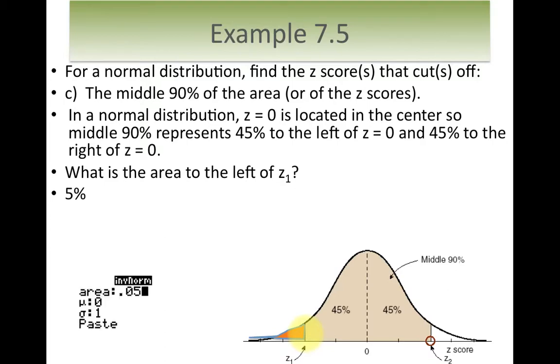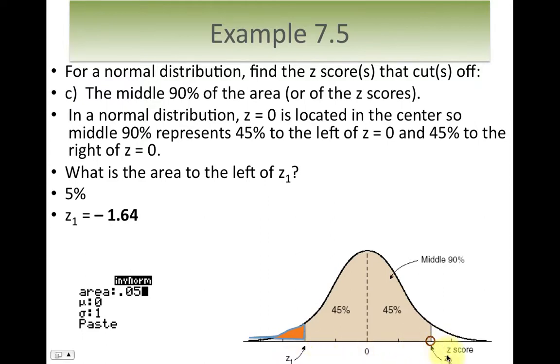So we go to invNorm and we put in 0.05. It's very easy to make the mistake of putting in 0.5 or 0.005 if you don't understand your percents. 5% is expressed as a decimal, 0.05. We put in our mean of 0, our standard deviation of 1, and then we hit paste, and we get a z-score of negative 1.64. Okay, negative 1.64. Now we would expect our z-score to be negative because it's on the left side of 0.